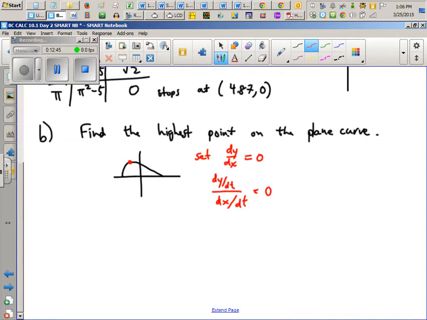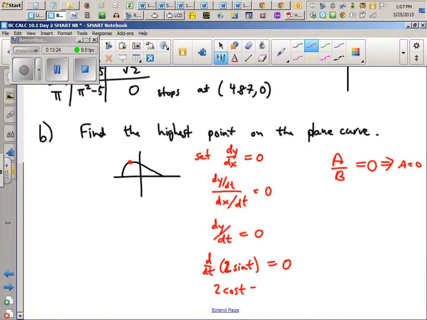Now, if a fraction is equal to 0, a over b equals 0, whose fault is it, the top or the bottom? The top, right. So a over b equals 0 always implies that a is 0. So what we're saying is, we can just treat this as dy dt equals 0. And that makes the problem a little bit easier than dealing with dy dx. So dy dt means derivative of 2 sine t dt, right? This just comes out to 2 cosine t, no big deal.